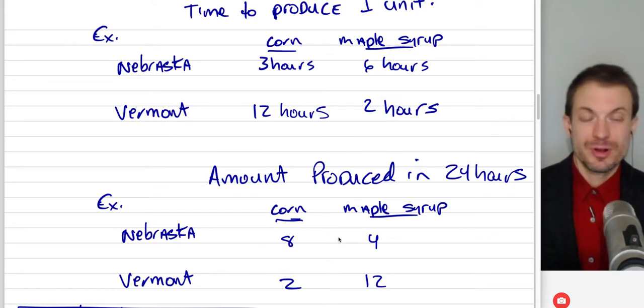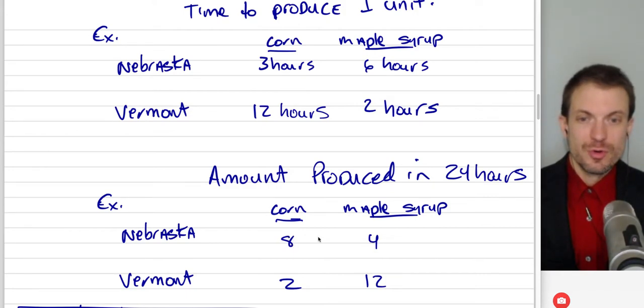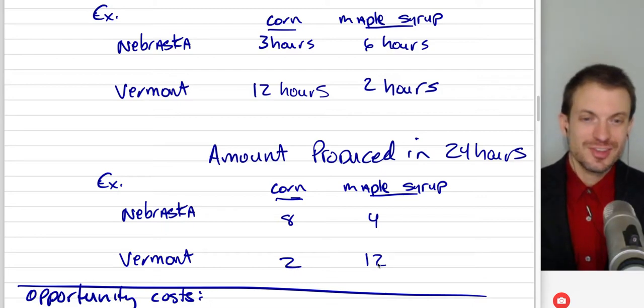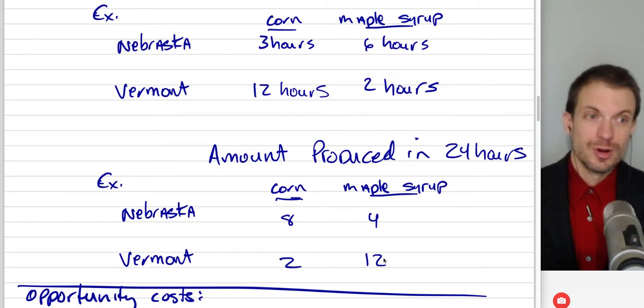Now you can make a production possibilities frontier. So for instance, corn would be on your horizontal, maple syrup on your vertical. So the intercepts would be (8, 0) and (0, 4). This would have a slope of 1/2. Then being consistent, Vermont's intercepts would be (2, 0) on the corn horizontal axis and (0, 12) on the maple syrup vertical axis, which would have a slope of 6, or minus 1/2 and minus 6, or whatever.